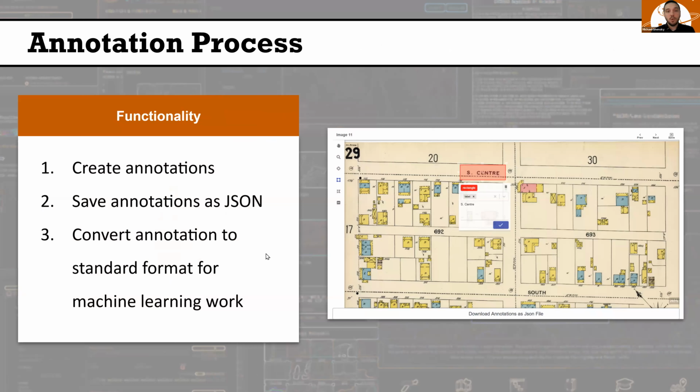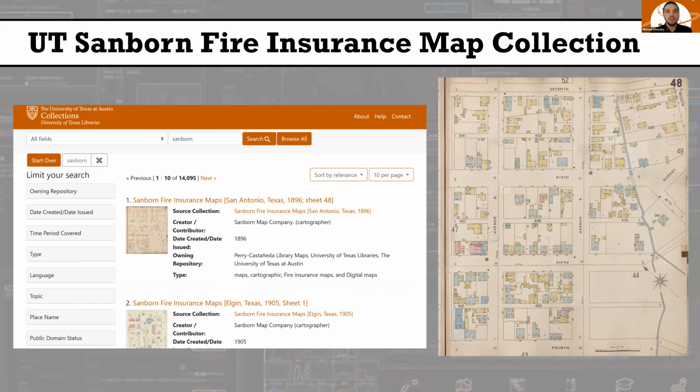Over the course of about a year, we had staff members and student employees here at the UT Libraries work on creating annotations for 200 Sanborn maps. These annotations could be exported with the new annotation tool into JSON format, a custom JSON schema that we had come up with. As we discovered earlier this year, that annotation format didn't exactly work. We needed to write another script to convert it into a standard format that's more widely used for developing machine learning object detection models. But that effort was fairly trivial. So that was the next step in the process, converting into that standardized annotation format.